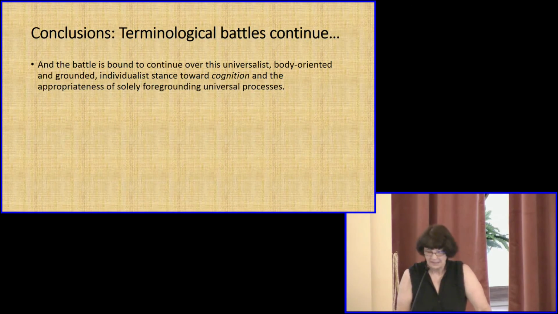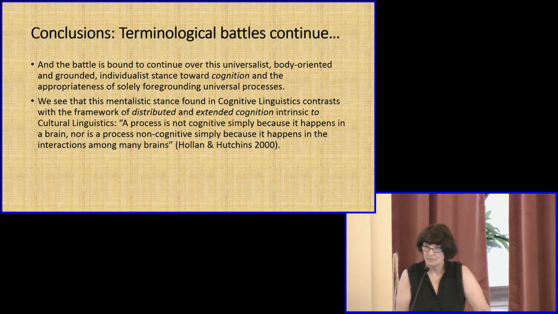And the battle is bound to continue over this universalist, body-oriented, and grounded individualist stance toward cognition and the appropriateness of solely foregrounding universal processes. We see that this mentalistic stance found in cognitive linguistics contrasts with the framework of distributed and extended cognition intrinsic to cultural linguistics. A process is not cognitive simply because it happens in the brain, nor is a process non-cognitive simply because it happens in the interaction among many brains.